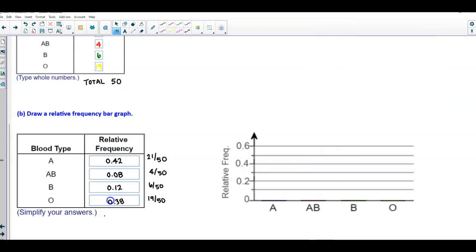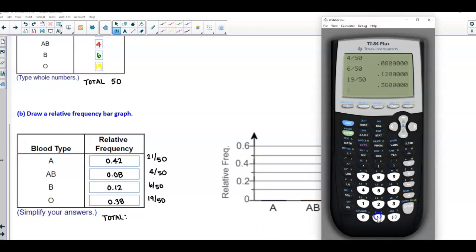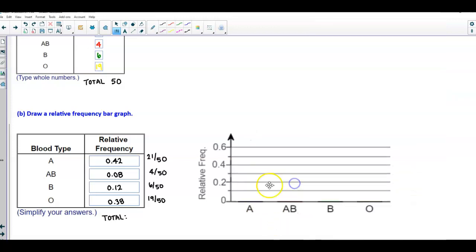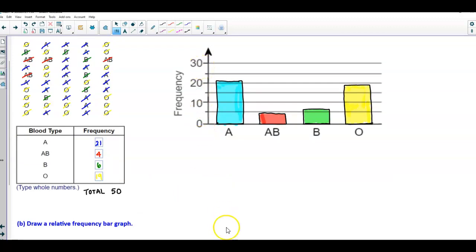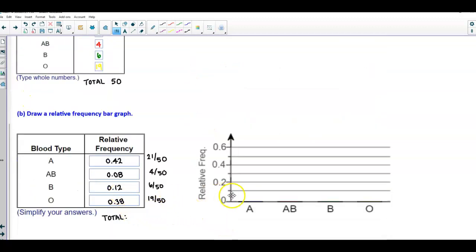Now again, we just want to check to make sure that when we take the total, it's going to equal the value of 1 or close to it. So if we take 0.42 plus 0.08 plus 0.12 plus 0.38, that gives us a total of 1. So now let's go ahead and graph this. Remember, we're doing a relative frequency, so now you can see our increments change. In the previous one, we went from 0 to 30. In this case, we're going to go from 0 to 0.6.